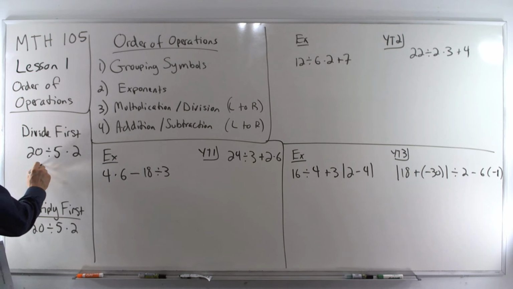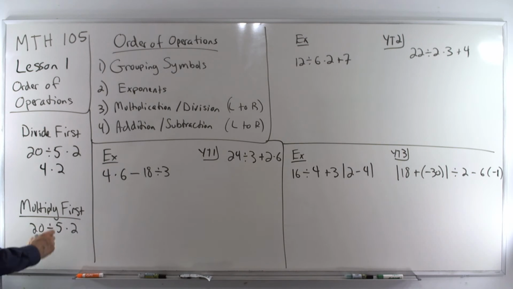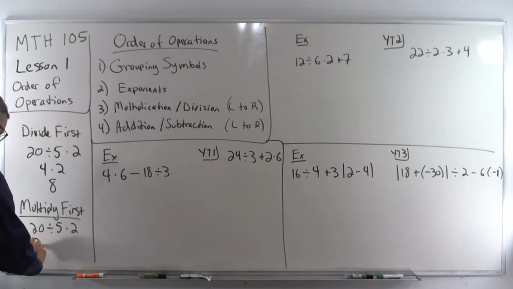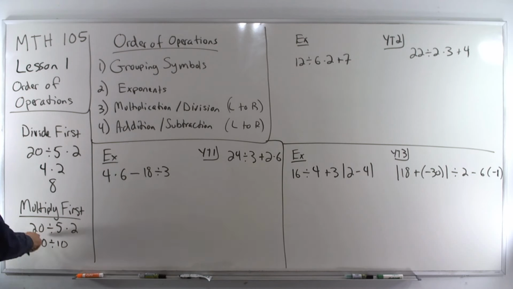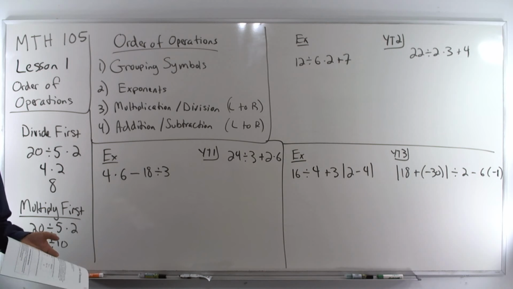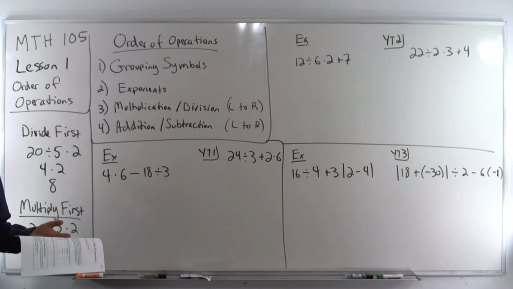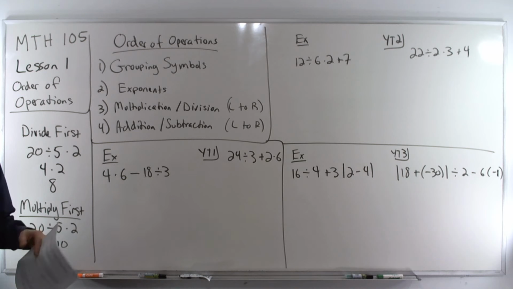So if we divide first, 20 divided by 5 gives us 4. So we're down to 4 times 2, multiply and we get 8. But if we multiply first, that gives us 20 divided by 10, 5 times 2, and then divide, you get 2. So depending on which order we do the operations, we get a different answer. So that can't happen in math. We always have to get the same answer. And imagine if you calculated your bank account one way and your bank did it another way. Might be a problem.